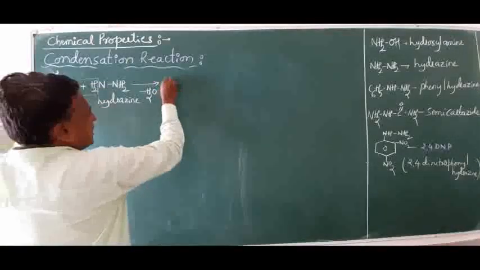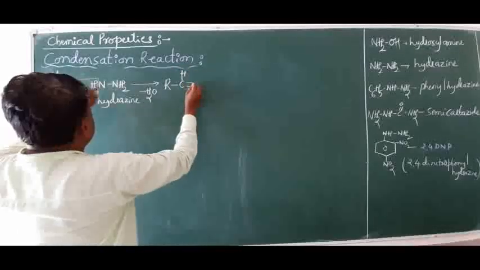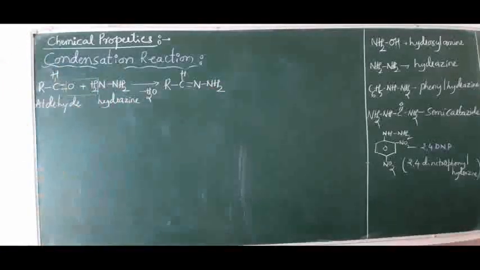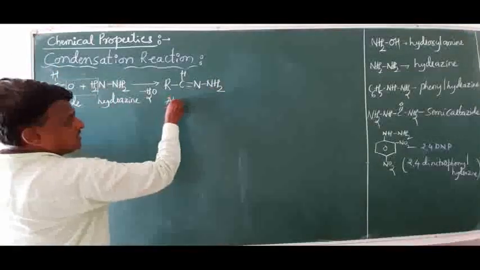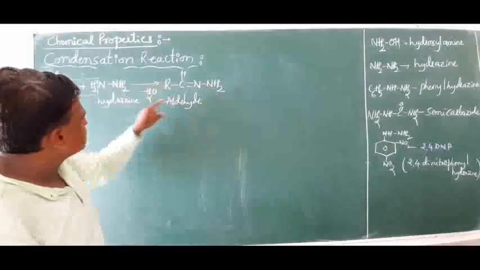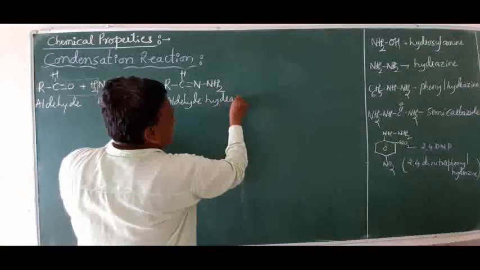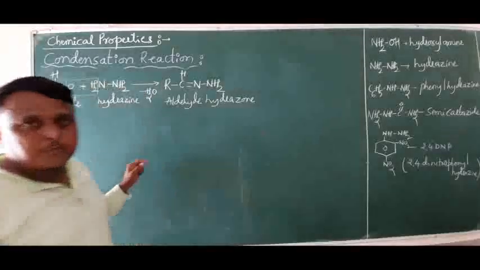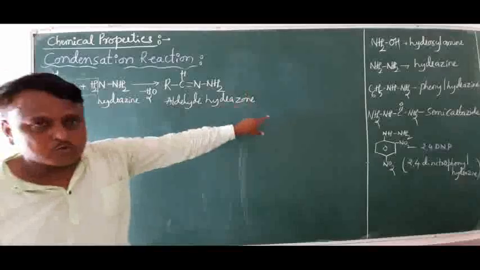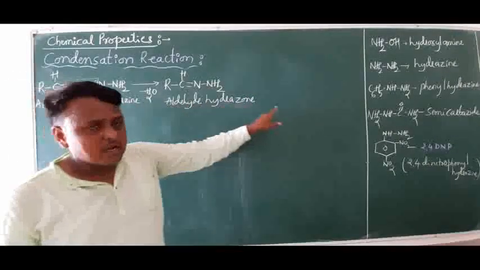What remains is R C, this is H, then double bond N and H. What is the name of this compound? This is an aldehyde derivative, aldehyde hydrazine. After condensation, they convert into hydrazones. After condensation, the base name is called zone. Hydrazine is converted into hydrazone. I repeat, aldehyde reacts with hydrazine to form aldehyde hydrazone.